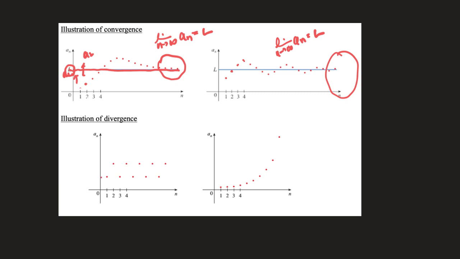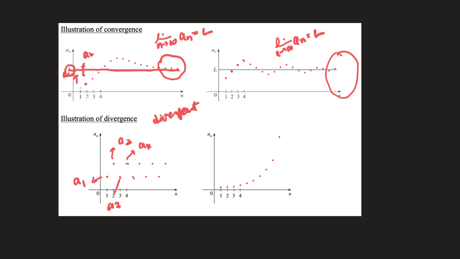Divergent means, for example, this one is A1 right there, guys. A1. First term is 1. This is A2. This is A3. This is A4. The sequence keeps going with the first, second, third, fourth terms, but they are not close to any number, any horizontal line. That's going to be divergent. Another way to say it: the limit does not exist.